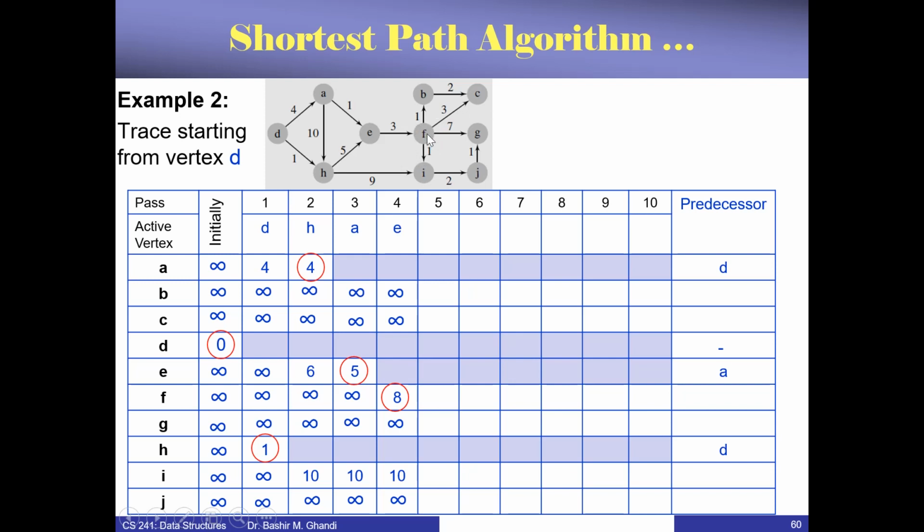For B, remember the cost of reaching F was 8. So for B is going to be plus 1, which is 9. For C is going to be 8 plus 3, 11. For G is going to be 15, 8 plus 7. And for I is going to be 9. For J, it will remain infinity. So this is what we have: 9 for B, 11 for C, 15 for G, 9 for I, and infinity still for J.